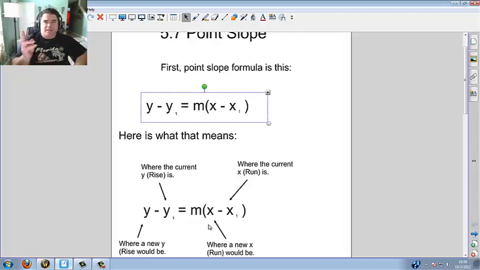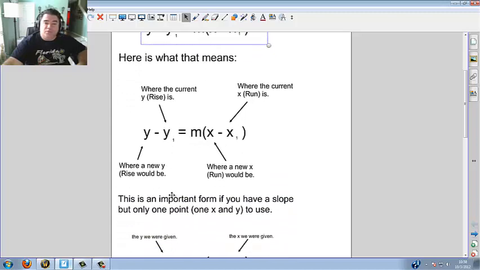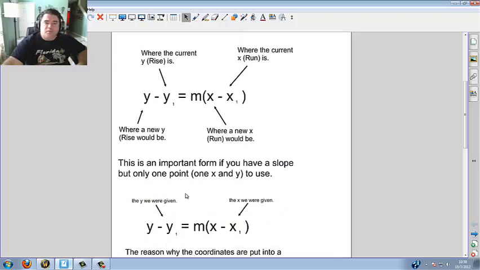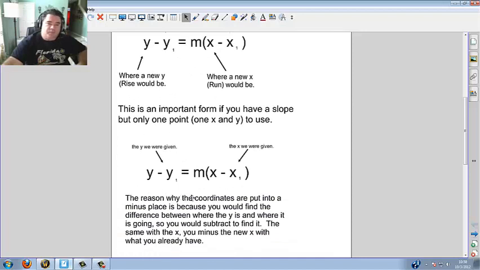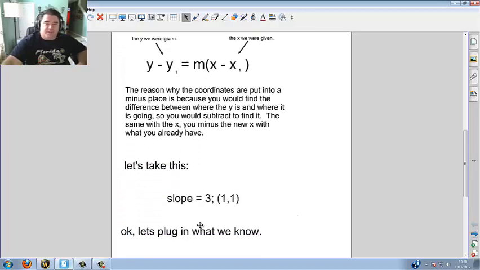Let's say your x is 3 and you're going to 6. So 6 minus 3 is 3. So you show movement that way. And you're multiplying by the slope to the x to equal the y. This is an important form if you have a slope but only 1 point. So the reason why the coordinates are put into a minus place is because you would find the difference between where the y is and where it's going and subtract from it. The same with the x, but I just explained that.